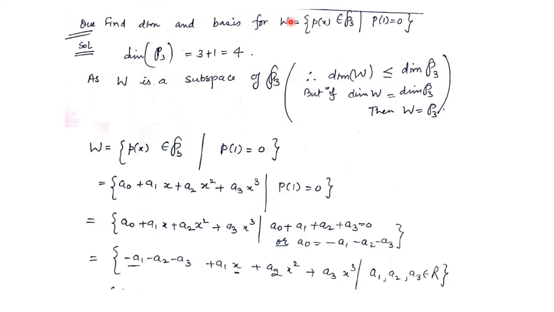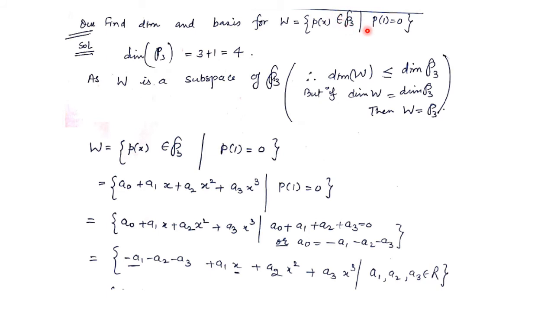Find the dimension and basis for this set. Now what is this set? W is a set of all those polynomials whose degree is less than or equal to 3 and 1 is a root of such polynomial. So we need to find out the dimension and basis of this set.